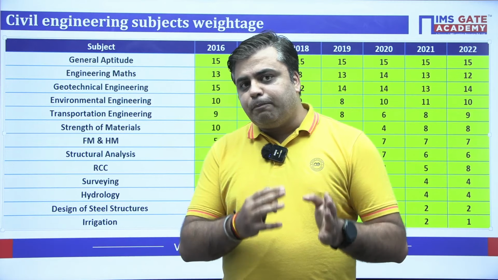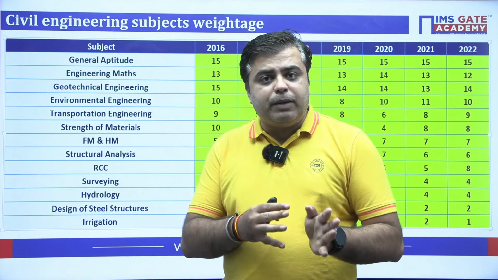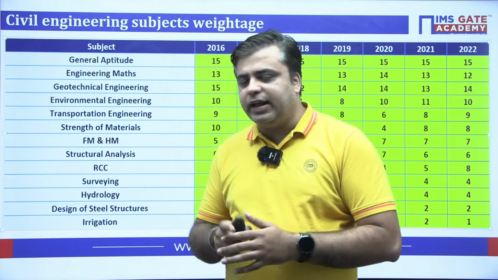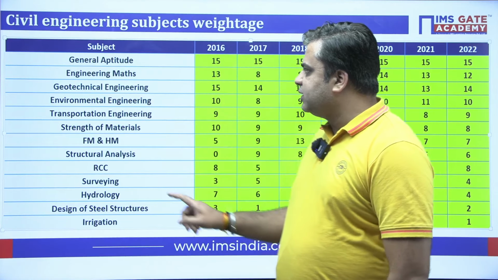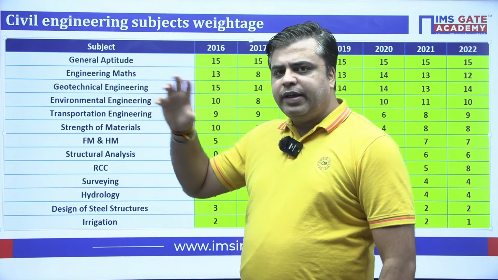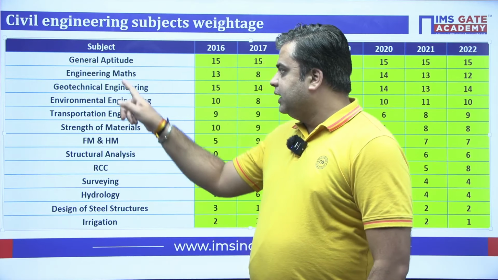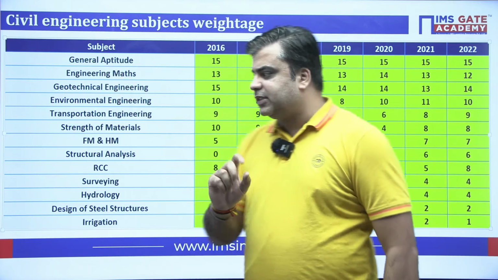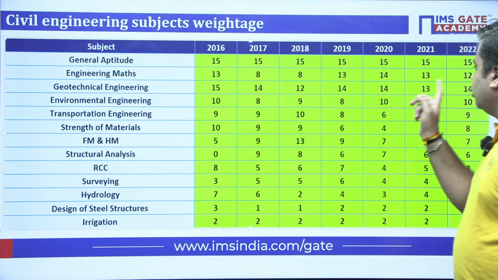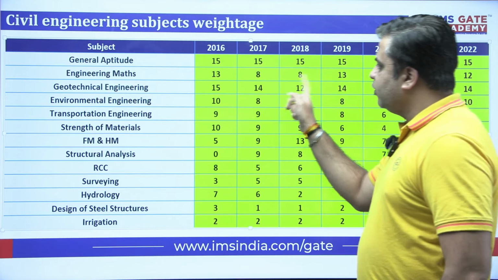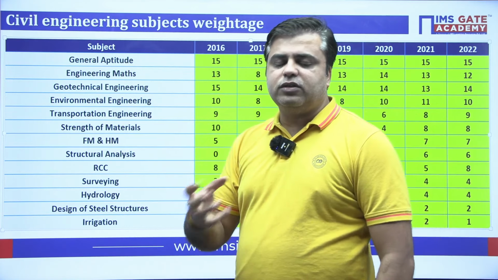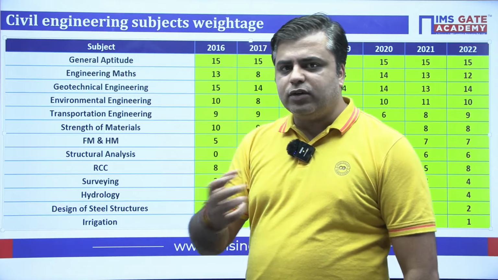So that we can plan our revision accordingly, we can plan those subjects for reading accordingly. Over the years, we have seen that general aptitude has a weightage of around 15 marks. That is fixed. Engineering mathematics varies from 13 to 8 marks, right? Some year it was 8 marks, some year it was 12 marks, and some year it was 13 marks.